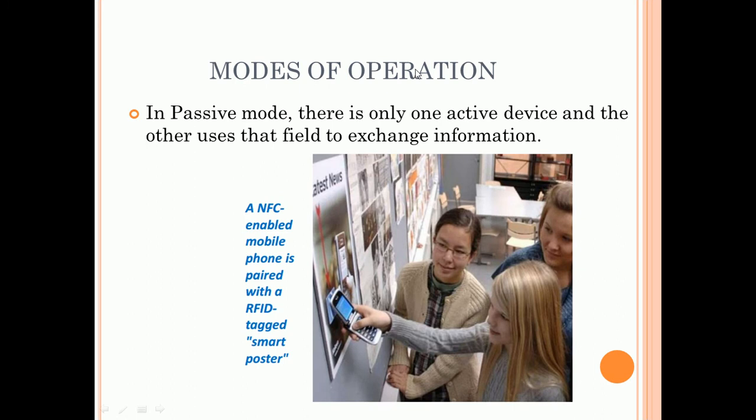In passive mode, there is only one active device and the other uses that field to exchange information. An NFC enabled mobile phone is paired with the RFID tagged smart poster in this diagram, and here you can see whenever we scan that poster, we will get the information about that poster in our mobile. So this is a passive mode.